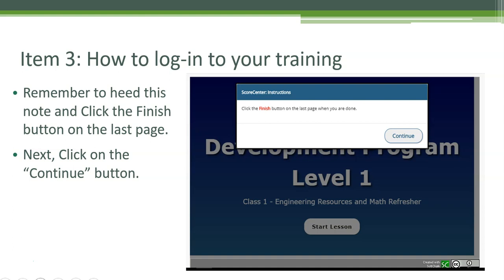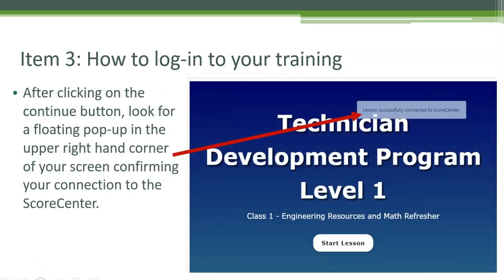So once you've seen this pop-up, go ahead and click on the Continue button. When you do, you'll see yet again another pop-up. It is very important for you to notice that this pop-up, which says Lesson Successfully Connected to Score Center, appears. It will only appear for a very brief few seconds, so do look for it after you click on that Continue button from the last pop-up.